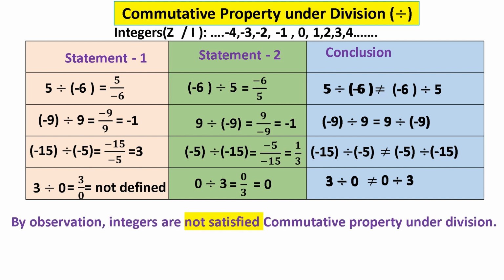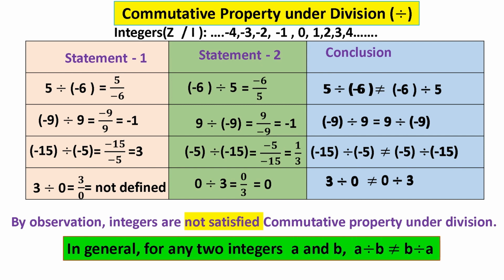From this table, sometimes they are equal, sometimes not equal. So that's why it's not satisfied. By observation, integers do not satisfy the commutative property under division. In general, for any two integers a and b, a divided by b is not equal to b divided by a.